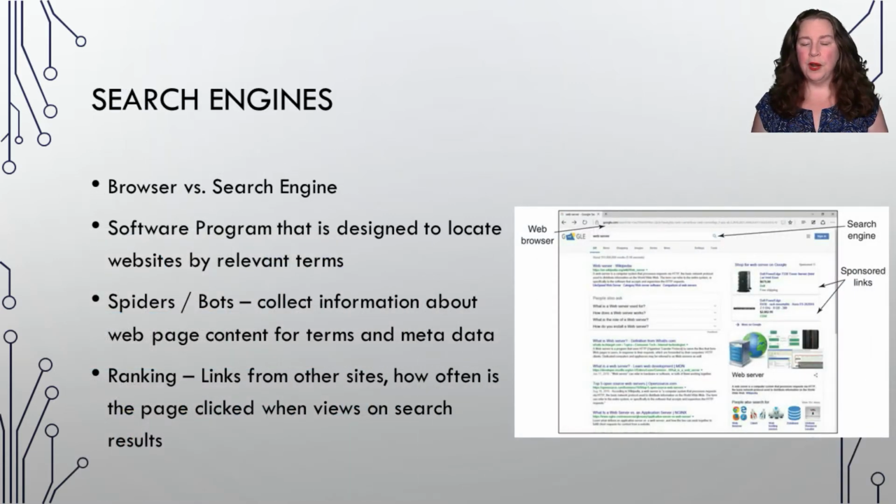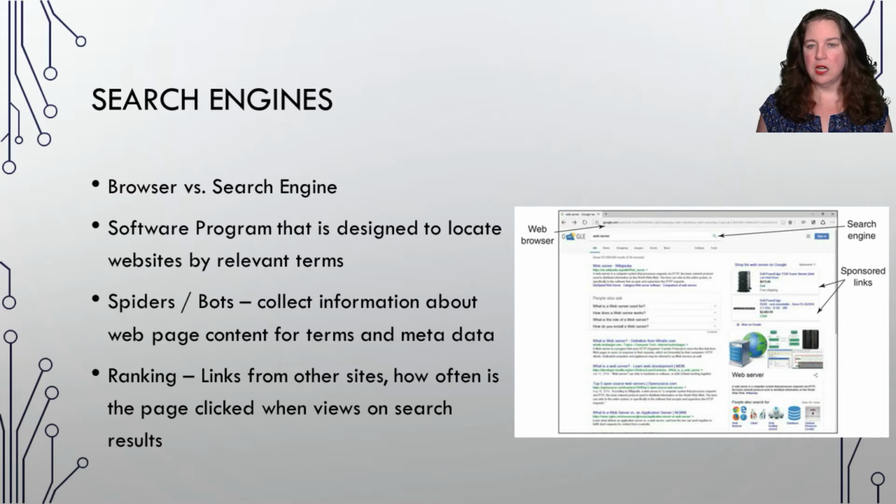Some people get browsers and search engines confused. A browser, Firefox, Edge, Chrome, Safari, is an application that runs on your desktop. So you open Chrome, you open Safari, you open Edge. The search engine is actually a software program that is designed to locate websites by relevant terms. This is going to be Bing or Yahoo or Google. Although Google is also generally considered a company and a couple of other things, when you Google something, you search for it.